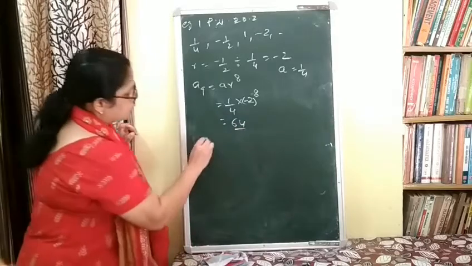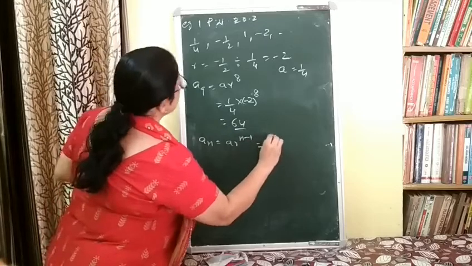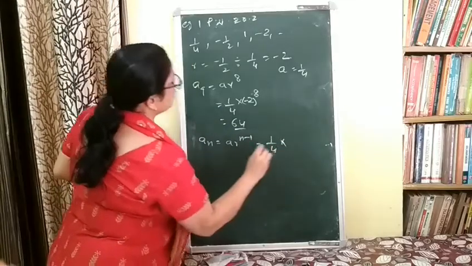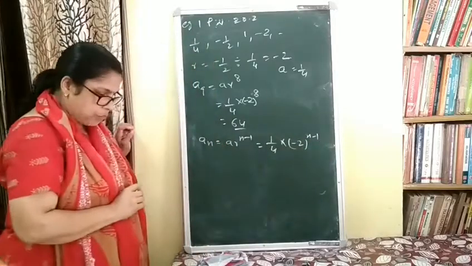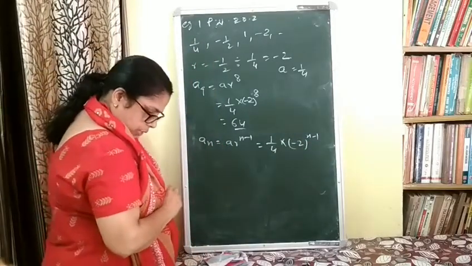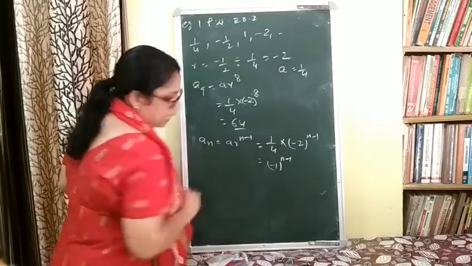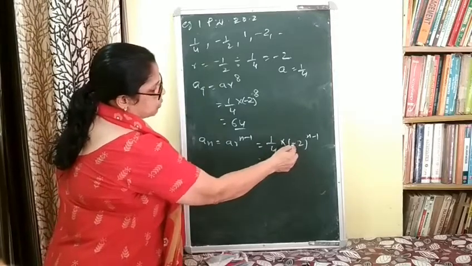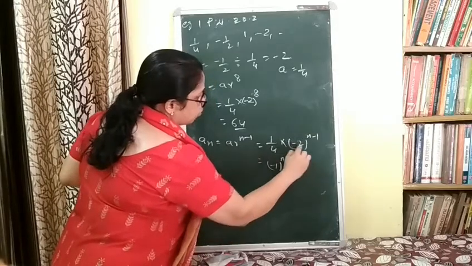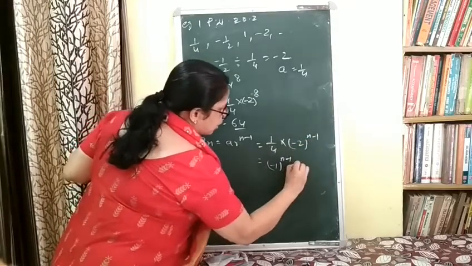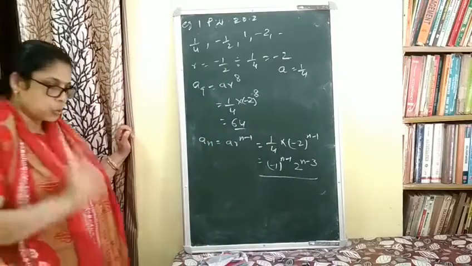Now we can find the general term. The general term is an equal to a r raised to the power n minus 1. a is 1 by 4 into r is minus 2 raised to the power n minus 1. You can simplify it further. If you take the minus sign common, minus 1 raised to the power n minus 1, and minus 1 into 2 is minus 2, so minus 1 raised to n minus 1 into 2 raised to the power n minus 1 divided by 2 square, that is 2 raised to the power n minus 3. In this way you can simplify. Each and every question should be simplified.